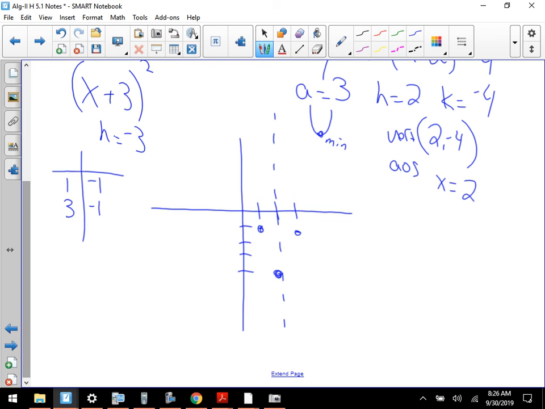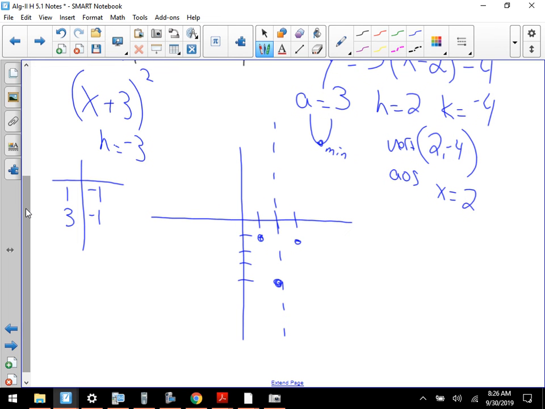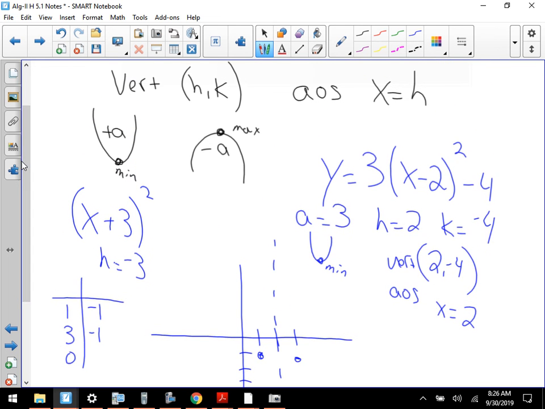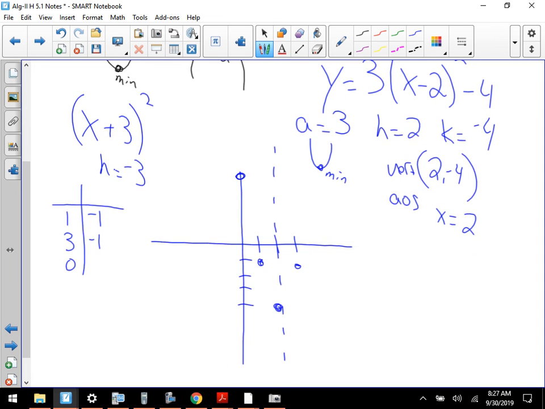And then the real easy one here would be at 0. If I choose 0, 0 minus 2 is negative 2. Negative 2 squared is 4. 4 times 3 is 12. Subtract 4 and you get 8. This was 2 away, so its twin would be at 4, 8. Connect my dots.